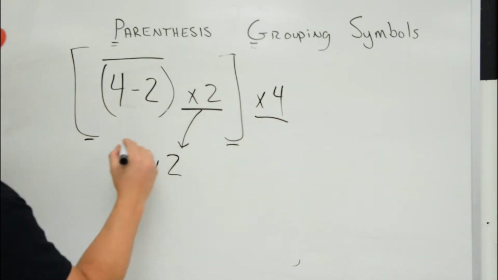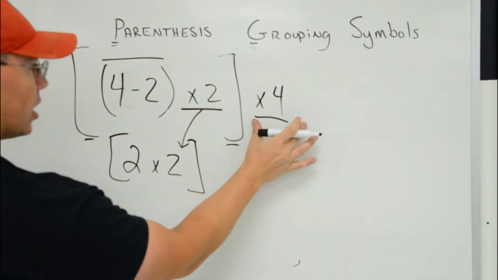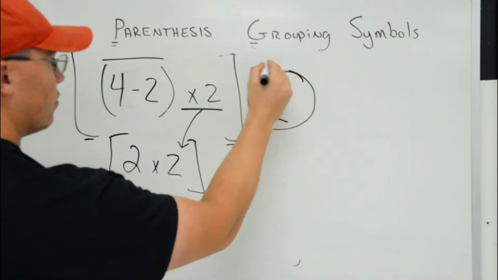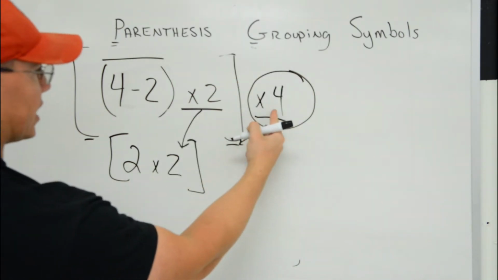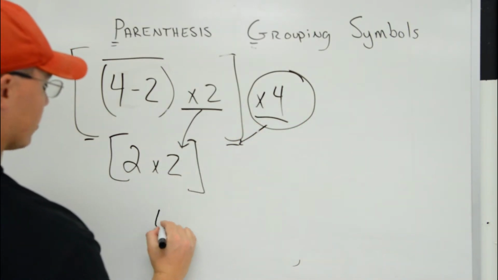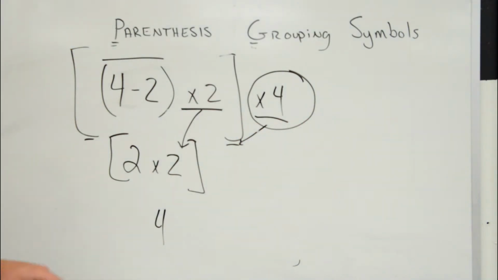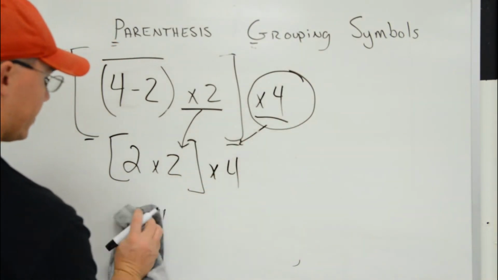Don't forget your brackets. And don't forget the number and operation that's on the outside. If you forget to bring this down, see, it even looks like a frowny face thinking you're going to forget it. If you forget to bring this down, you're just going to end up with this, and you're going to have 4. 4 is not your solution. Okay, so make sure you bring down your multiply by 4.